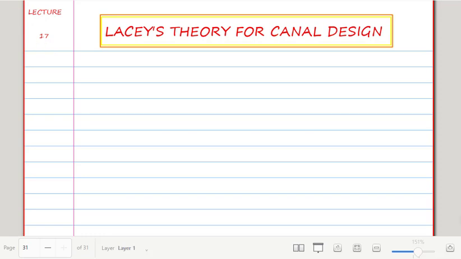In today's video, we are going to start our new design theory, Lacey's theory for canal design. And again, you need to remember that this theory is also for the design of alluvial canals. The previous theory, Kennedy's theory, was also for the designing of alluvial canals. Similarly, Lacey's theory is also for the designing of alluvial canals.